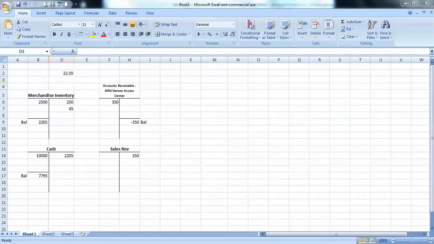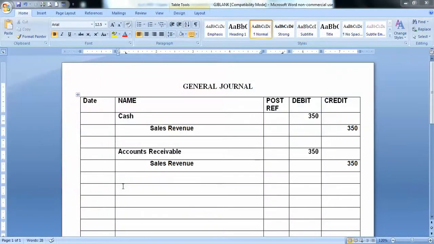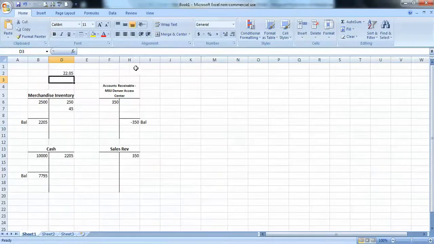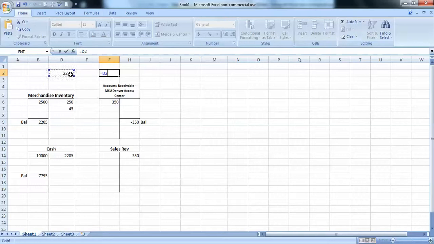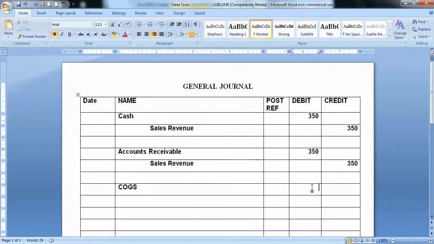allocate to those workbooks. So we're going to record a debit to the cost of goods sold, or COGS, of 10 times the 22.05. If we go 10 times 22.05, we will find $220.50 is the cost associated with those workbooks.